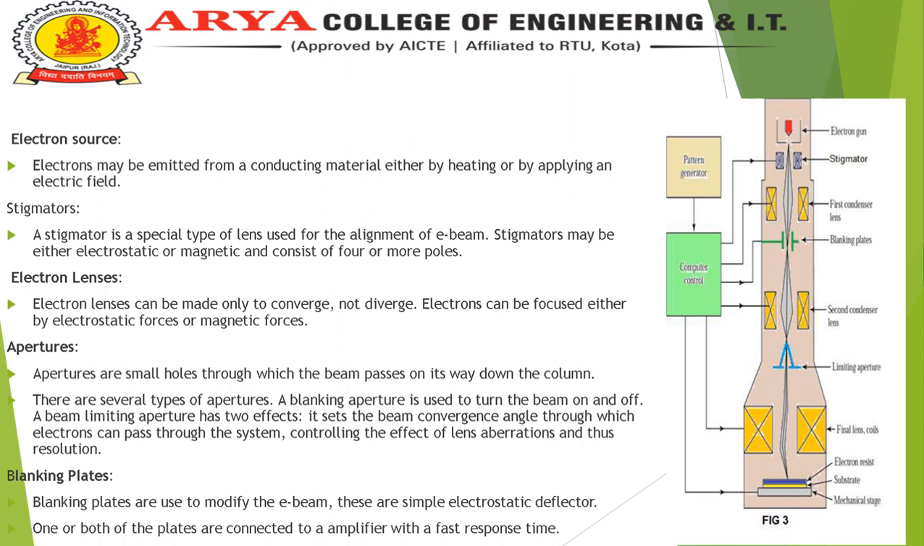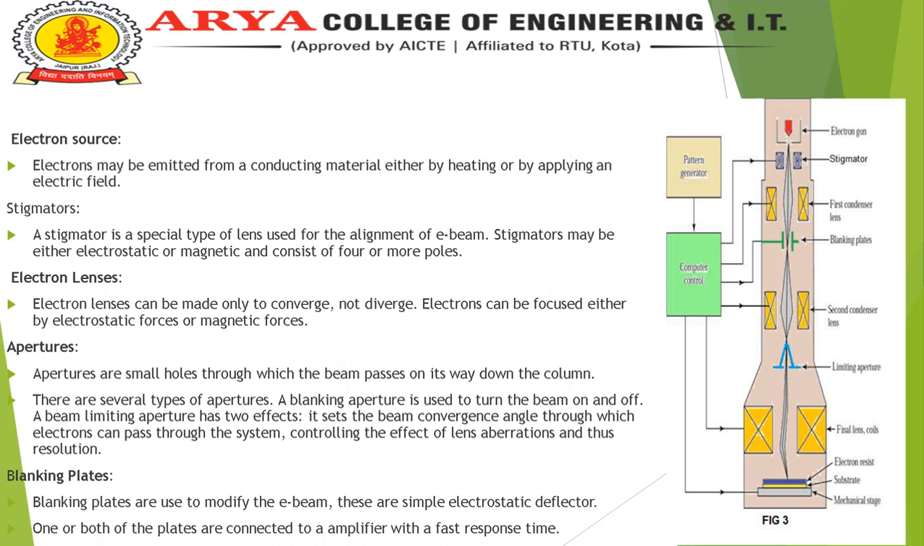Now, what are the components of the electron beam system? The first is the electron source, second is the electron lens, then apertures and blanking plates. What is the electron source? Electrons may be emitted from a conducting material either by heating or by applying an electric field. Stigmator: a stigmator is a special type of lens used for the alignment of electron beams. It may be either electrostatic or magnetic and consists of 4 or more poles. Electron lens: an electron lens can be made only to converge, not diverge. Electrons can be focused either by electrostatic force or magnetic force.